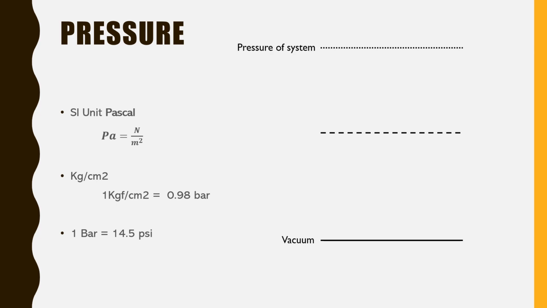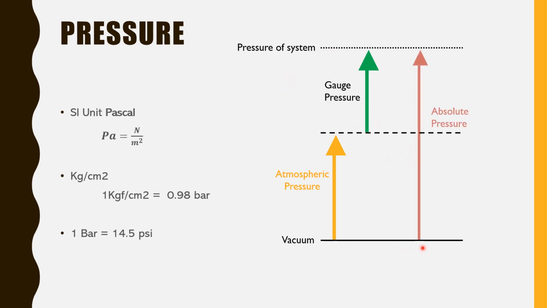Now let's clear the confusion of absolute and gauge pressure. See this: suppose this is the vacuum, this is atmospheric pressure, and this is the pressure that we intend to measure. The gauge pressure scale actually starts above the atmospheric pressure, so the gauge pressure shows this much pressure. However, the absolute pressure scale starts from vacuum. So absolute pressure is gauge pressure plus atmospheric pressure. Hope this confusion is clear.